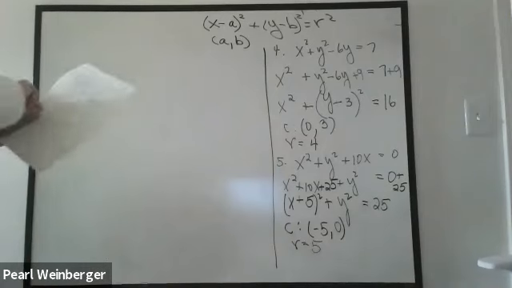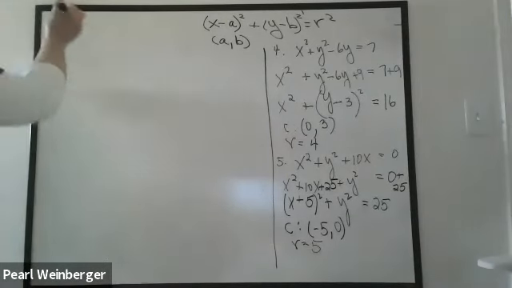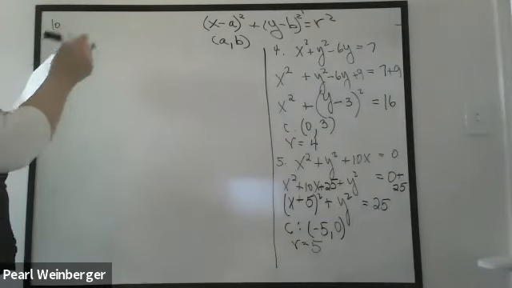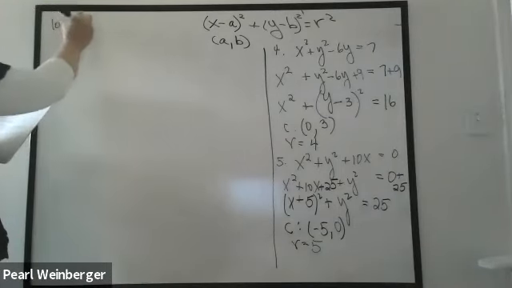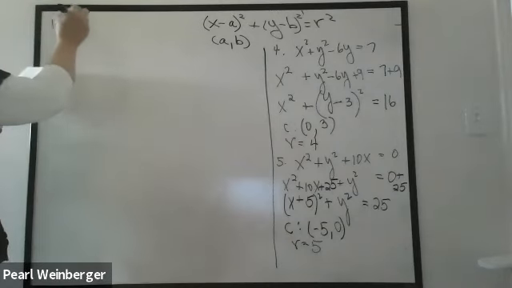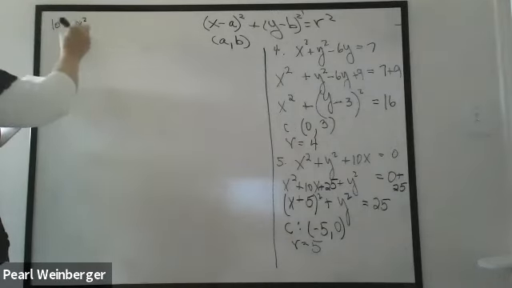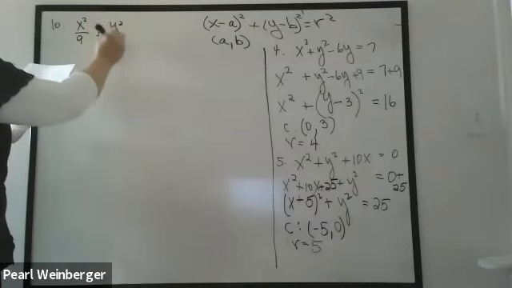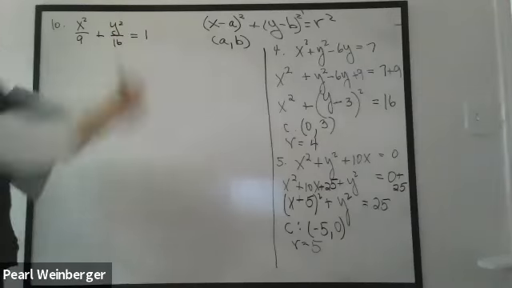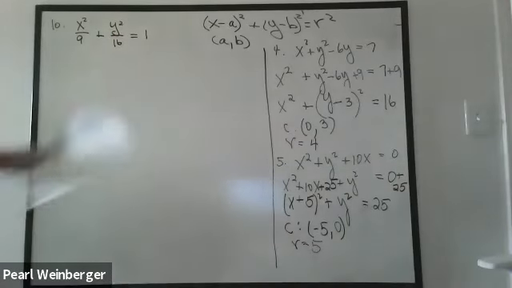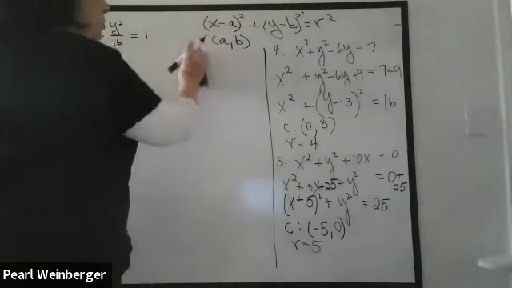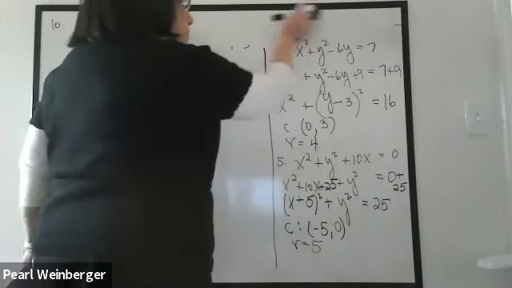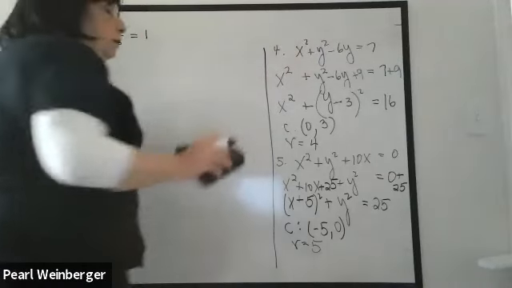Number 10, I'm sorry, says find the intercepts and graph. The equation they give us is x squared over 9 plus y squared over 16 equals 1. Okay, I'm now going to erase. This was the standard equation of the circle. Let's now talk about this type of equation.